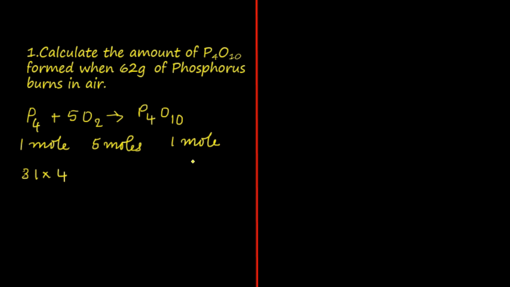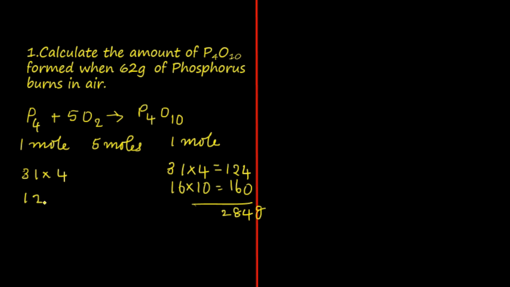How much is 1 mole of phosphorus pentoxide? That will be equal to the molecular mass of phosphorus pentoxide given in grams. That will come to 284 gram. For phosphorus it will be 124 gram. So 124 grams of phosphorus, when it burns in air, will produce 284 grams of phosphorus pentoxide.